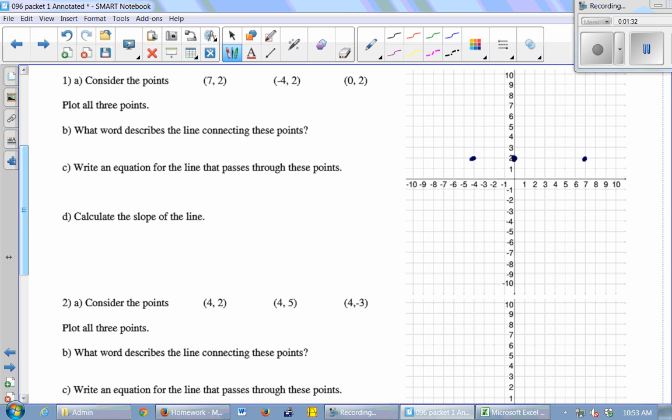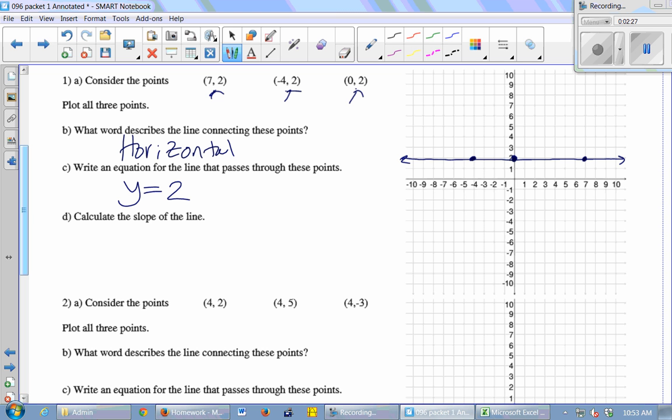If I connect those 3 points with a line, what word could you use to describe that line? Horizontal. If I wanted to write an equation for the line that goes through those 3 points, let's think about why that's the equation. Every point on that line, (7, 2), (-4, 2), (0, 2), has something in common. What do they have in common? The y coordinate is 2. That's how easy it is to write the equation: all the y coordinates are 2, so my equation is y = 2.